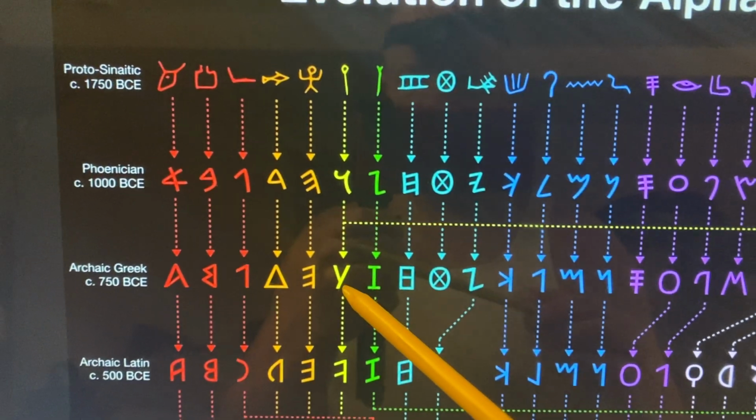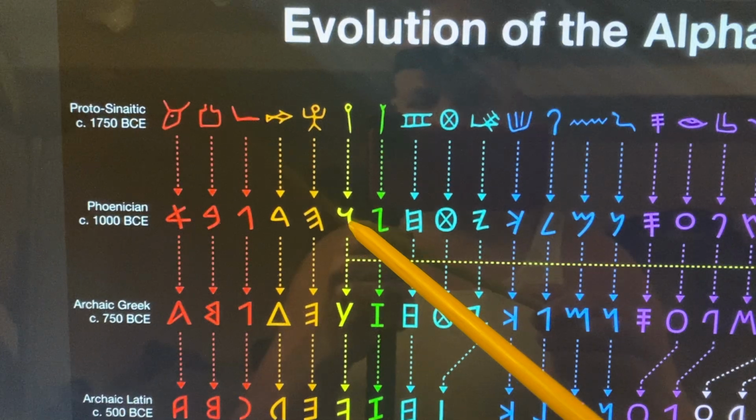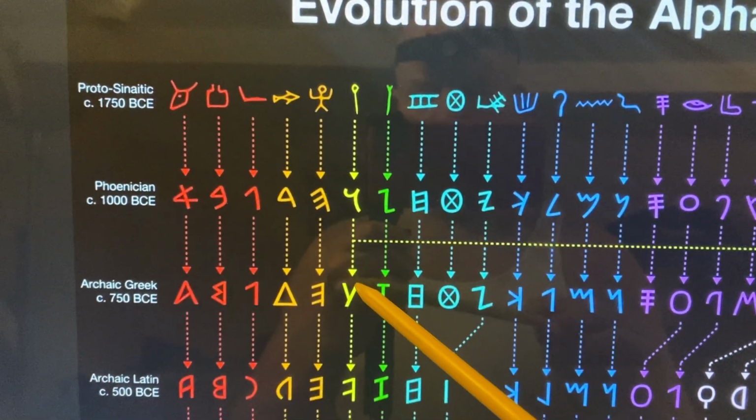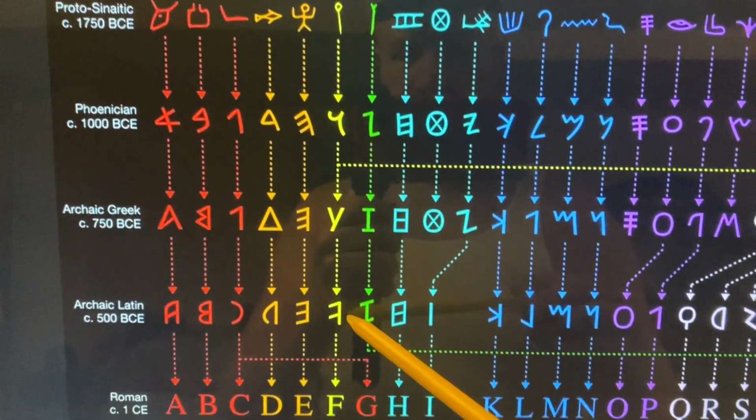And he has the Phoenician Y turning into a Greek F, which is incorrect.